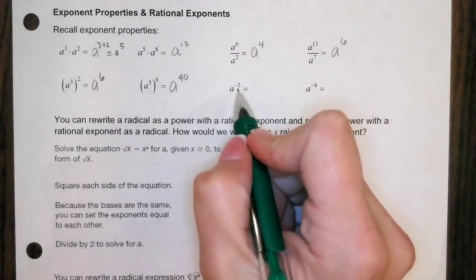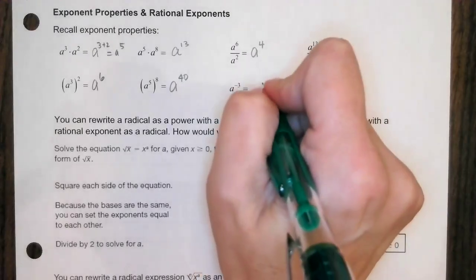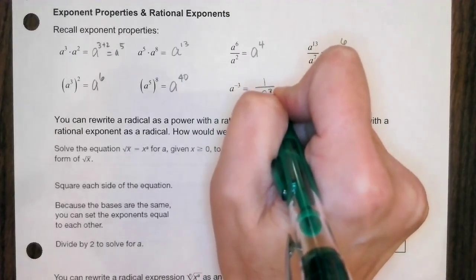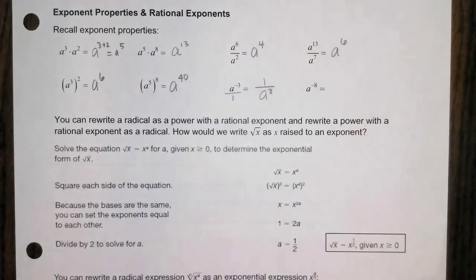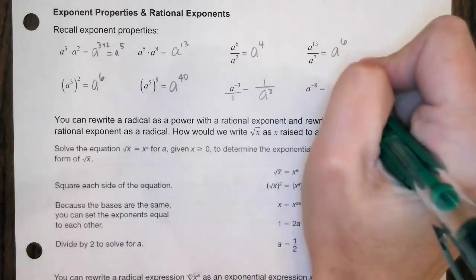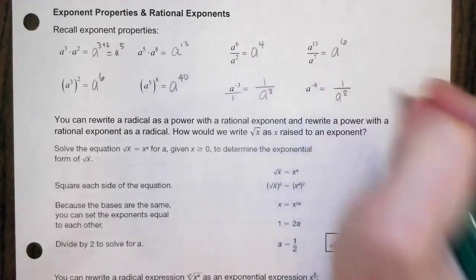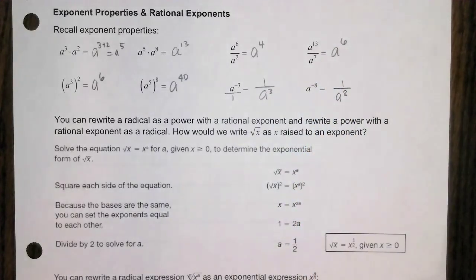Now, when we have a negative exponent, that's when we do the reciprocal. So this would become 1 over a cubed because any whole number is over 1. So we flip that. Same thing here, that becomes 1 over a to the 8th power. A common mistake is students put a negative on that. You can't just make it negative. It is the reciprocal.